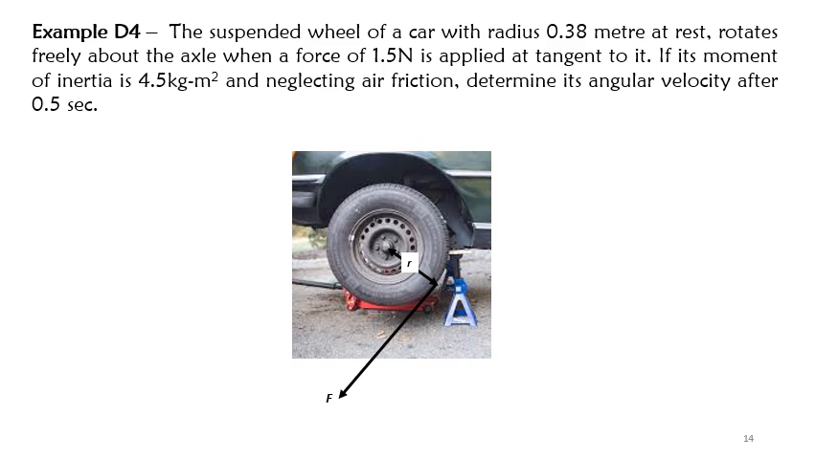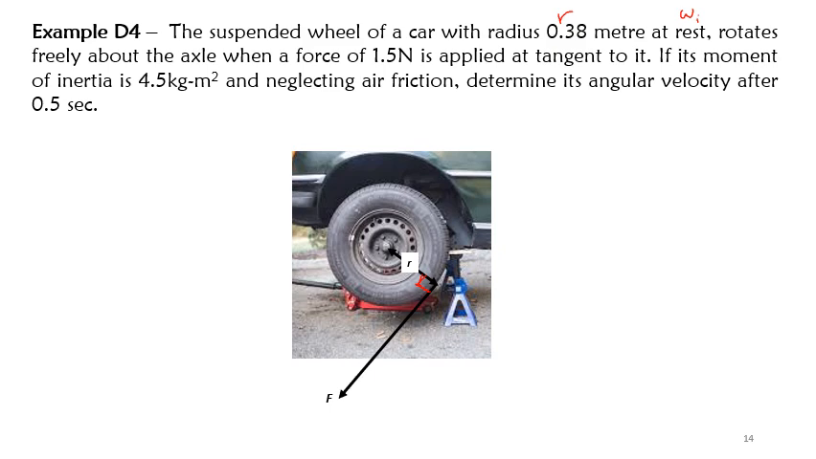This is another example we want to also look at. Very similar to what we've been doing before. We have the wheel at rest, so omega I is zero, and it rotates freely when a force of 1.5 Newton is applied. You see R and F are perpendicular to each other, so 90 degrees between them.